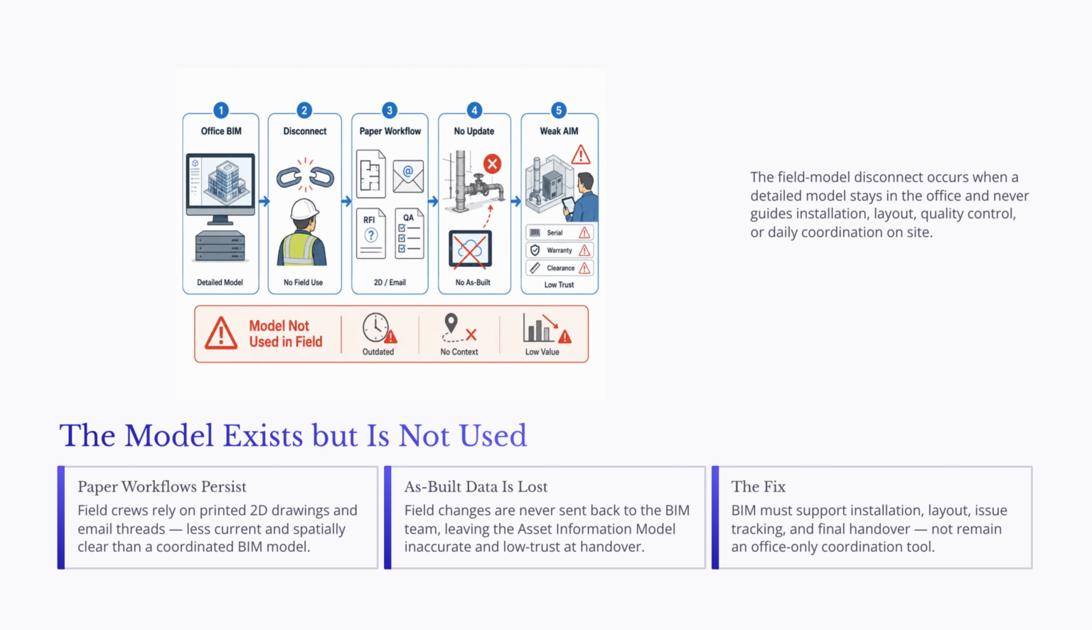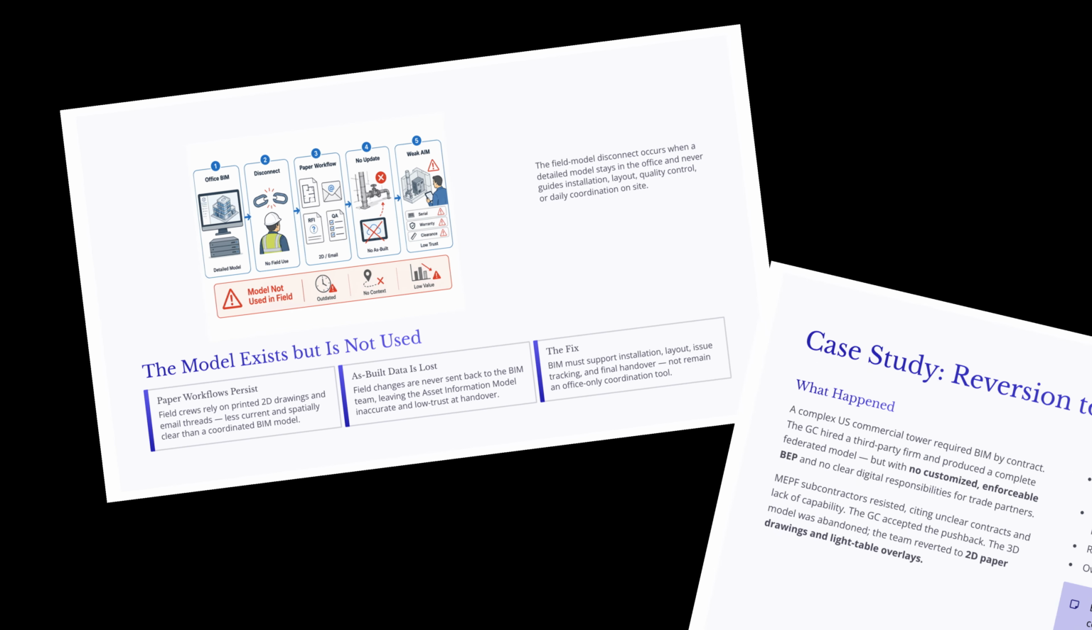Facility managers need reliable information such as equipment locations, serial numbers, warranty dates, maintenance clearances, and as-built conditions. If that information is missing or incorrect, the model loses value after construction. The fix is not just to create a better model. The fix is to connect BIM to field workflows. BIM should support installation, layout, issue tracking, field verification, quality control, and final handover. It should not remain an office-only coordination tool.